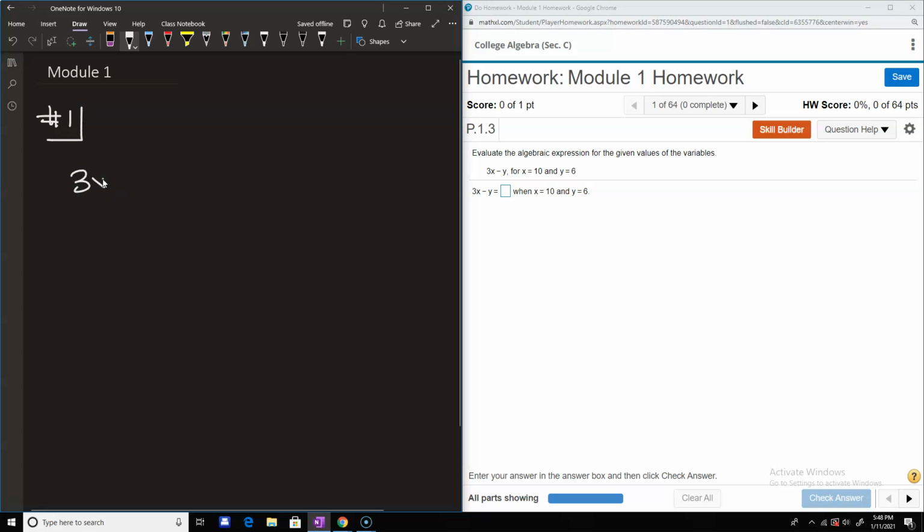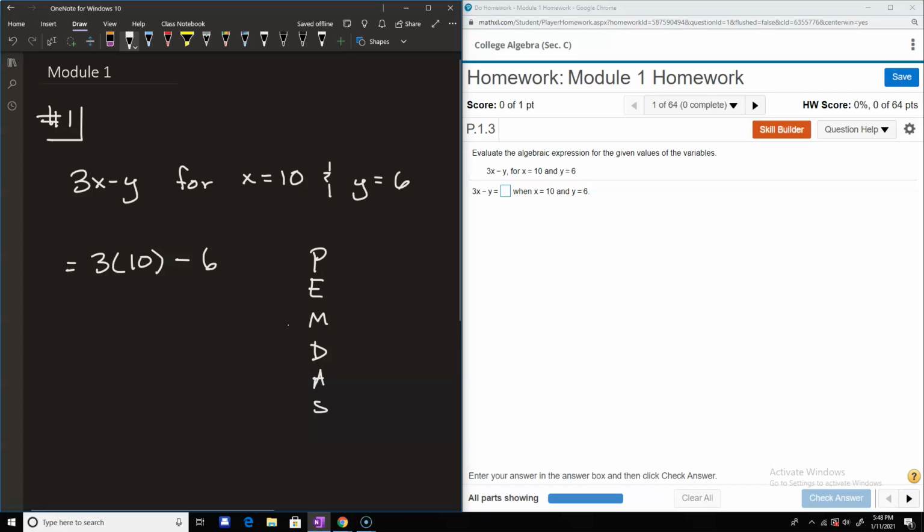So we've got 3x minus y for x equal to 10 and y equal to 6. So basically what we're doing is we're just changing the x to 10 and the y to 6, and then we need to remember to evaluate according to order of operations. So the method for evaluating order of operations, remember, is PEMDAS, where really there's only 4 sets of operations, because multiplication, division, and addition, subtraction we do as they appear from left to right.